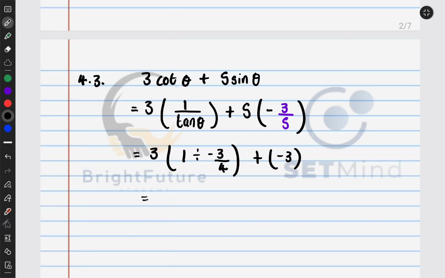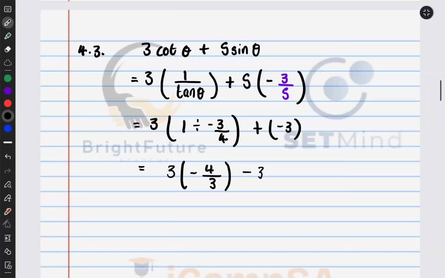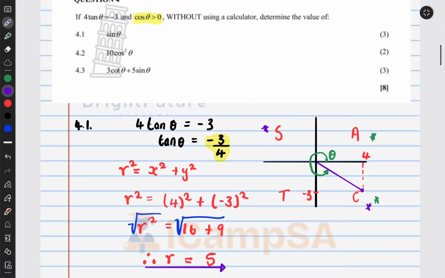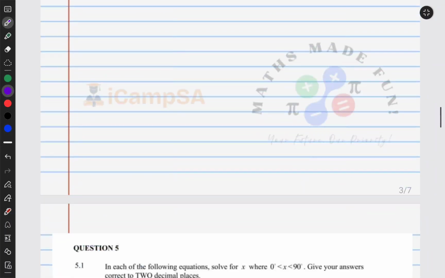Equal sign. And here we're gonna have 3 into -4 over 3, because 1 divided by 3 over 4 is gonna be 4 over 3. So we're gonna have this minus 3, and then -3 times -4 over 3 is gonna be what? -4. Therefore we're gonna have -4 minus 3, which will be equal to -7. And there you have it. It's -7. 3 cot theta plus 5 sin theta, and this marks the end of question 4.